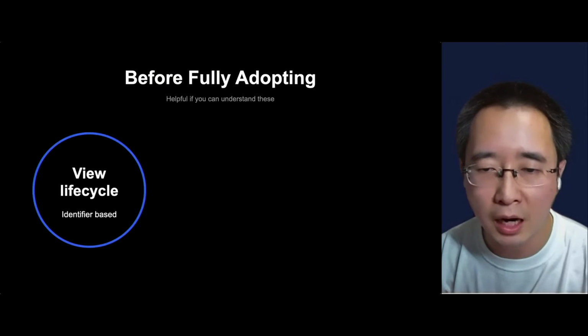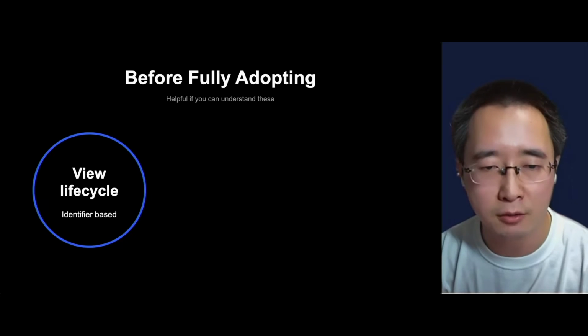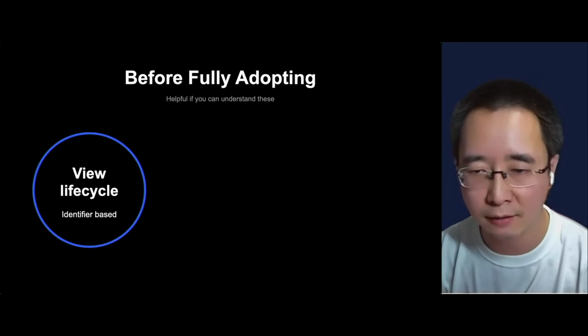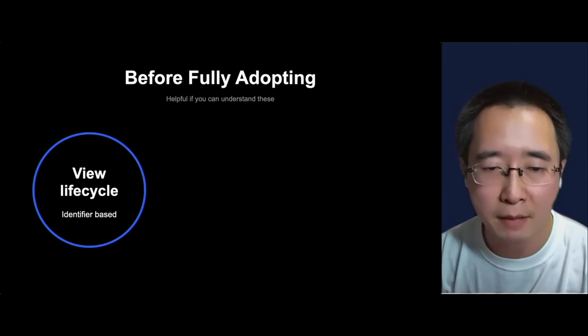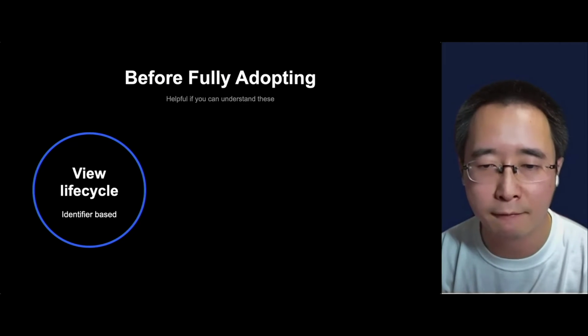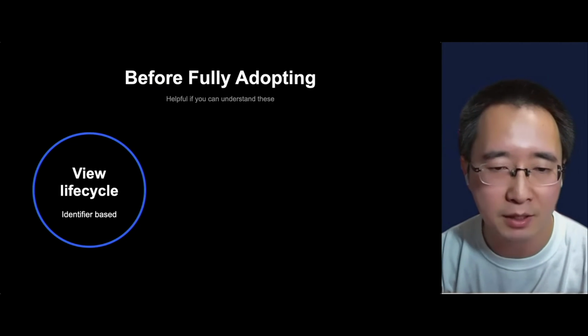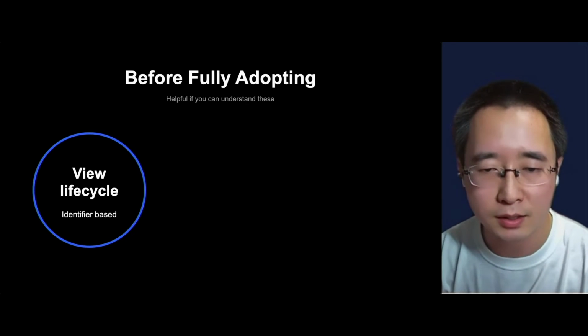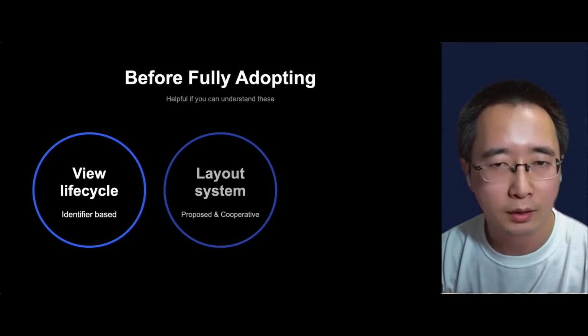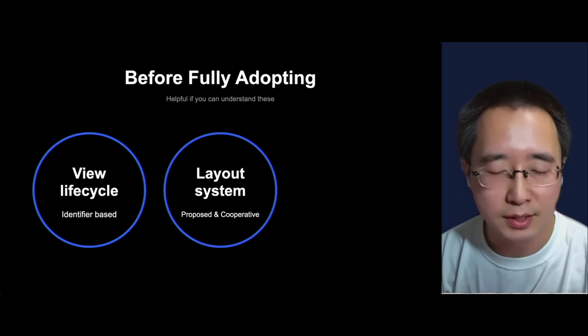SwiftUI is using a hidden identifier system to mark views and control their appearing, refreshing, and releasing events. You need to keep it in mind, otherwise you would be confused when seeing some events happening repeatedly, but others not happening at all. Secondly, the layout system.